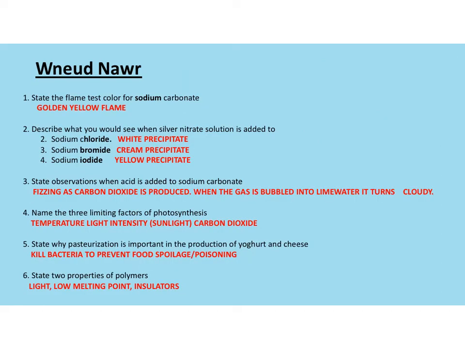Okay, so these are the answers to the Do Now activity. Answer to number 1, sodium carbonate would give a golden yellow flame. Number 2, you would expect to see a white precipitate from sodium chloride, a cream precipitate from sodium bromide, and a yellow precipitate from sodium iodide.